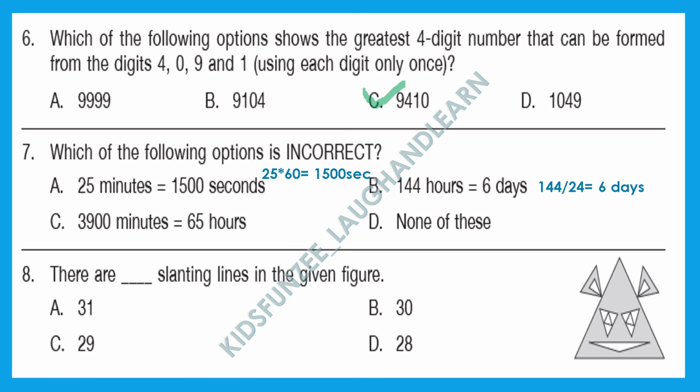Option C. 3900 minutes equal to 65 hours. In 1 hour there are 60 minutes. So we have to find how many hours would be there in 3900 minutes. So if in 60 minutes it is 1 hour, 3900 divided by 60 will give you the number of hours, which is equal to 65 hours.